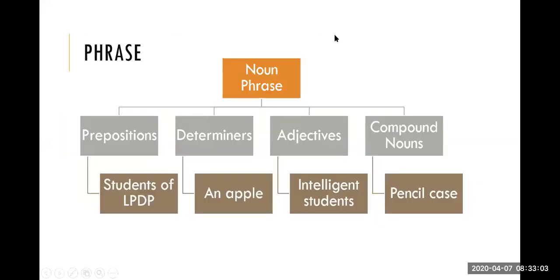Okay. So next is phrases. Noun also comes in the form of phrases here. It means that the noun is not just a single word, right? Like book, right? So we combine those nouns with prepositions, determiners, adjectives, and compound nouns. Okay. Prepositions means, for example, you are students of LPDP, so students of LPDP are having online class now.